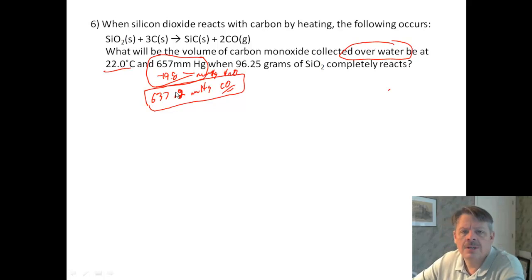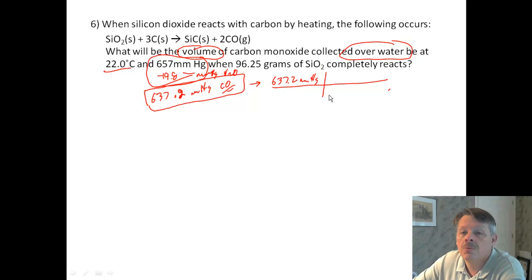So let's see, what am I doing? Grams of silicon dioxide will be the volume. I like liters, so I'm going to use the 0.0821, which means I have to convert this into atmospheres. So 637.2 millimeters of mercury, and I'm going to get rid of 760 millimeters of mercury and go to atmospheres. So when I do that math, I'm going to come up with 0.838421 atmospheres.